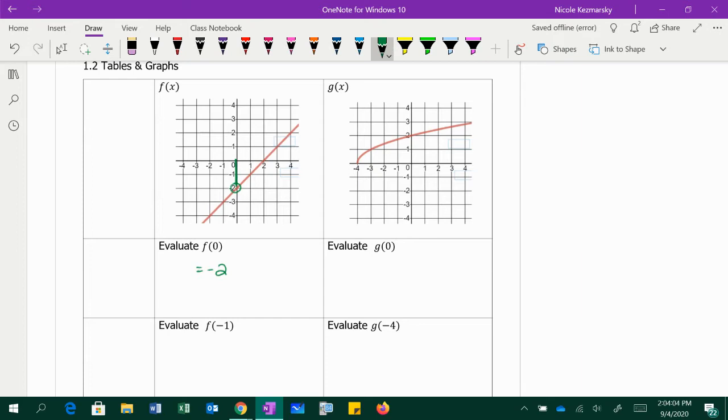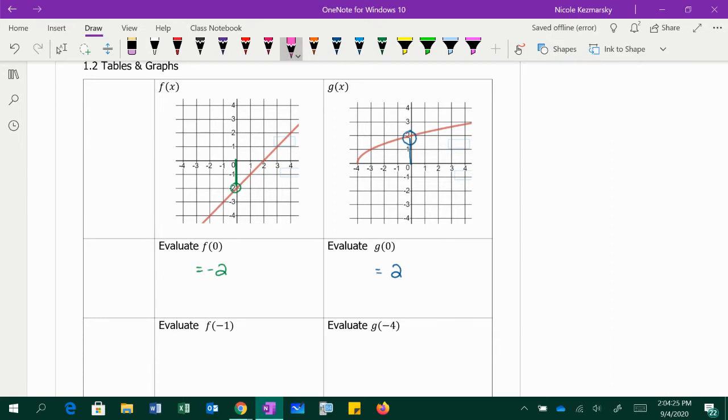The graph on the right is g of x, and so I'm going to do the same thing. I'm going to find 0 to find g of 0. I'm going to find x equals 0, trace either up or down, in this case up to the function, and find the y value, which is 2.